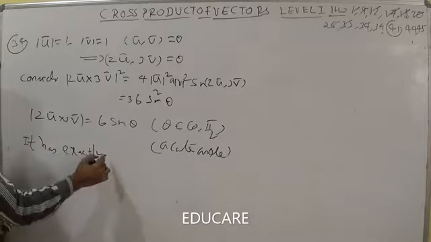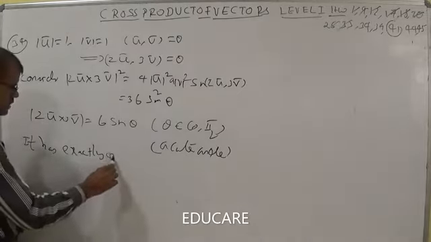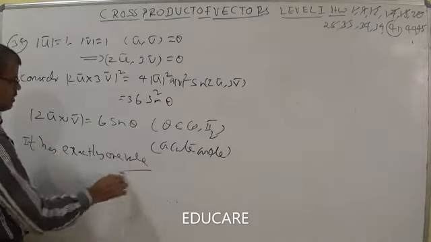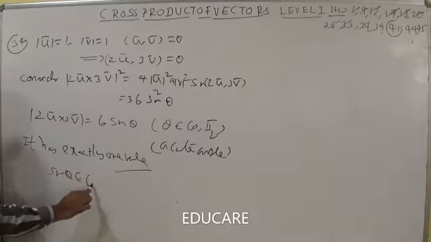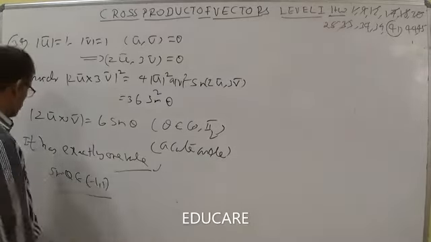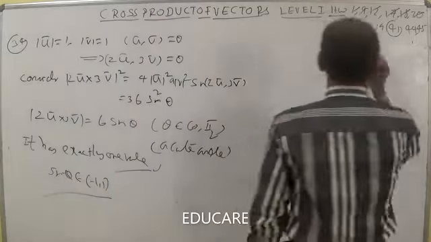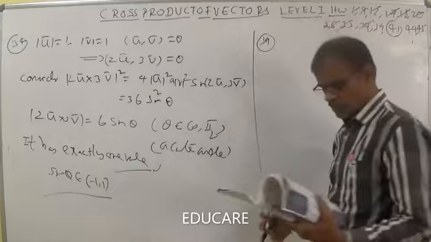If you do not mention the angle, then you can say two values. Exactly one value, maybe anything, sin theta between -1 comma 1. If it is between -1 comma 1, we will get exactly one value. Now let us discuss the 39th question.